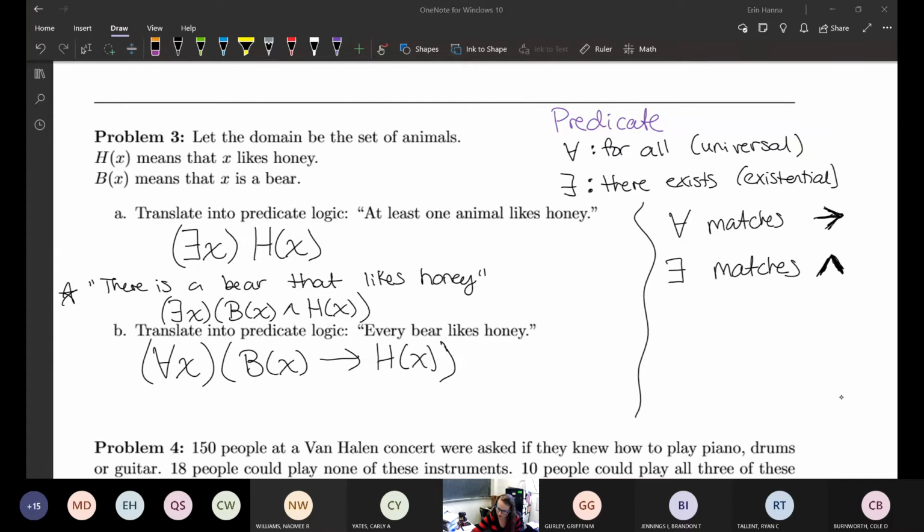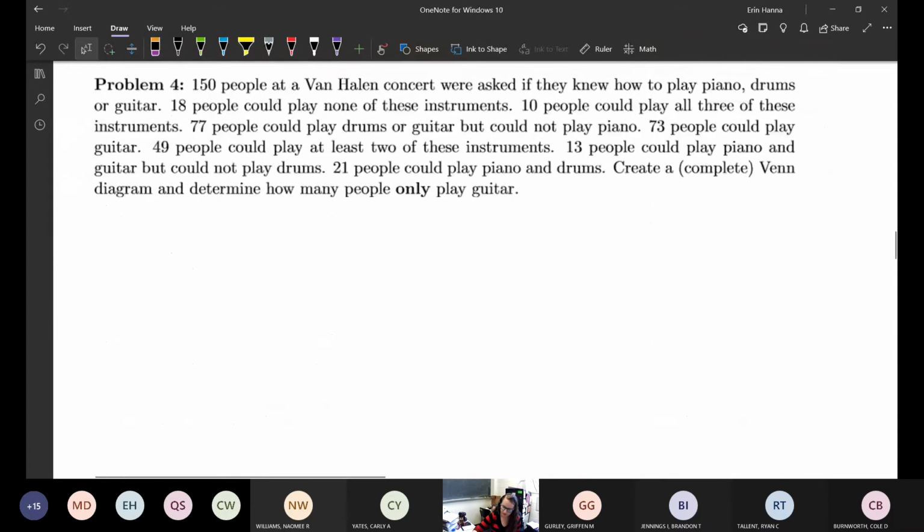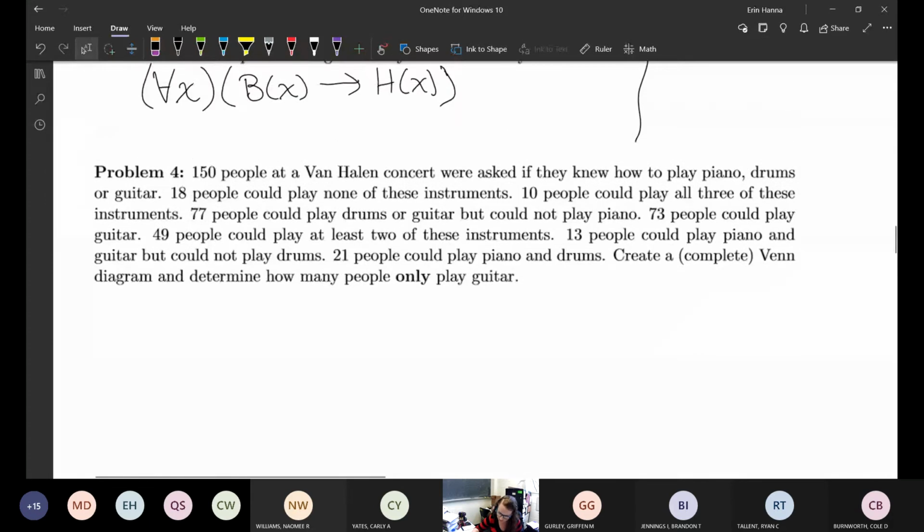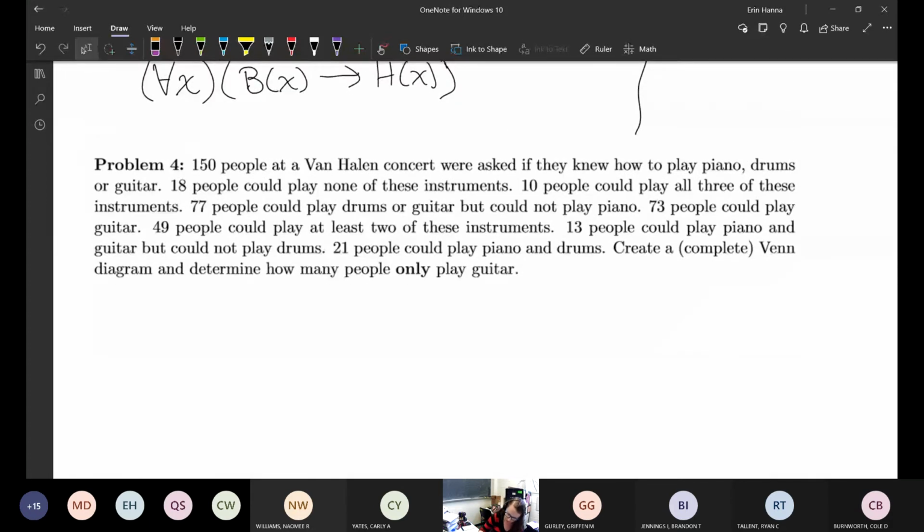So this next one has to do with sets. I forgot to format that better. I'll write it out in a second. So essentially we have 150 people at a Van Halen concert who were asked if they knew how to play piano, drums, and guitar. So we have 18 people could play none. I meant to format it like this, but I forgot. 10 people can play all three.